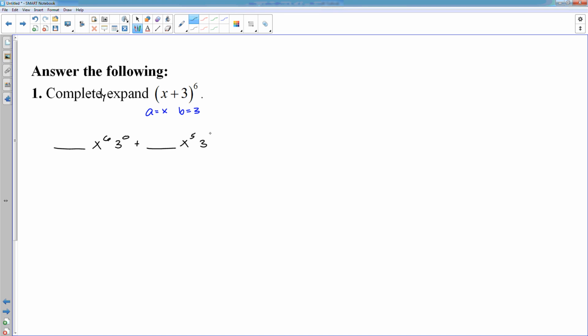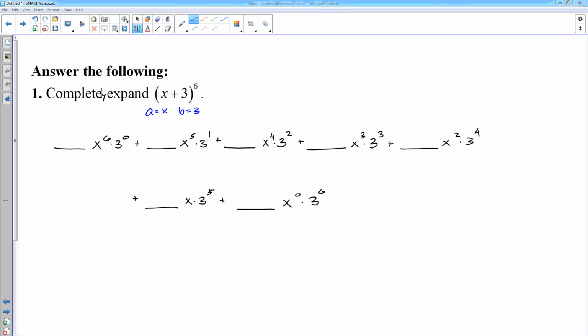So then 3 to the 1st power. And then I'm going to pause this and continue writing all of the rest of them. There we go. So they're all the exponent parts. My x's go down by 1. They start at 6 and go down. My 3's start at 0, and then we count up.